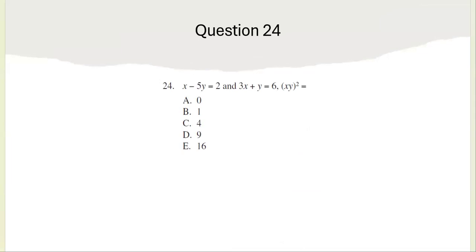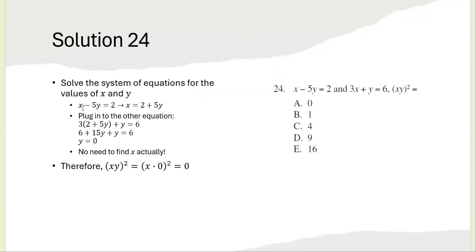All right, last question. X minus 5y is 2. 3x plus y equals 6. What is xy squared? We probably need to solve the system of equations. You can either do elimination or substitution. I did substitution. So x minus 5y is 2, we can rewrite as x is 2 plus 5y. Plug this x into the other equation right here. Solve for y, y equals 0. We don't need to bother finding what x is because we're just interested in the quantity xy squared. So x times 0 in parentheses squared, that's for sure 0. X is not infinite, so we're okay.